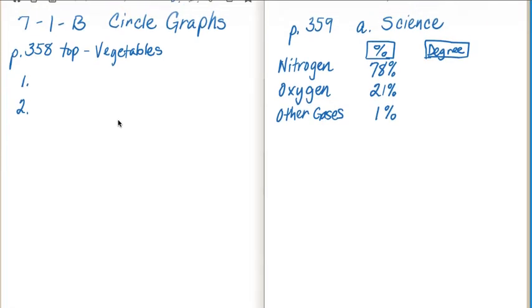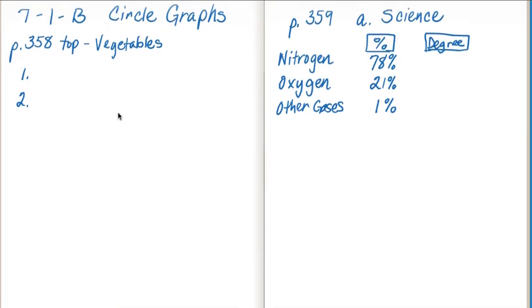Alright, this lesson is 7-1B, Circle Graphs, and if you would, turn in your books to page 358, and I'd like you to look at the very top where it says Vegetables, and we've got a situation here. The students at Pine Ridge Middle School were asked to identify their favorite vegetable. The table shows the results of the survey. Explain how you know that each student selected only one favorite vegetable.